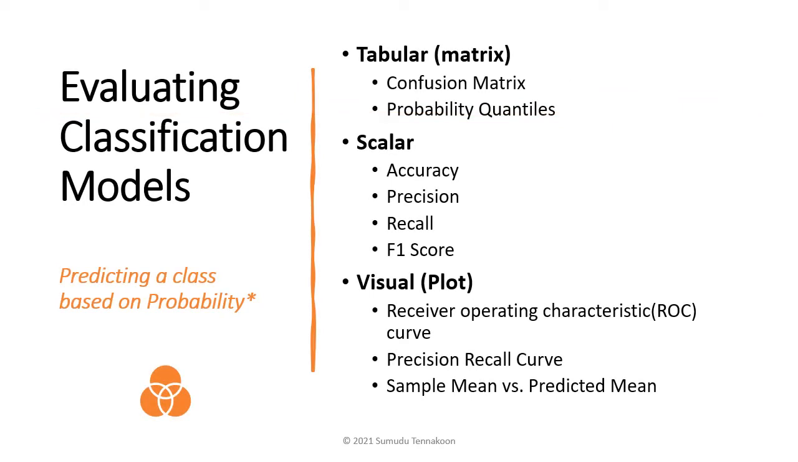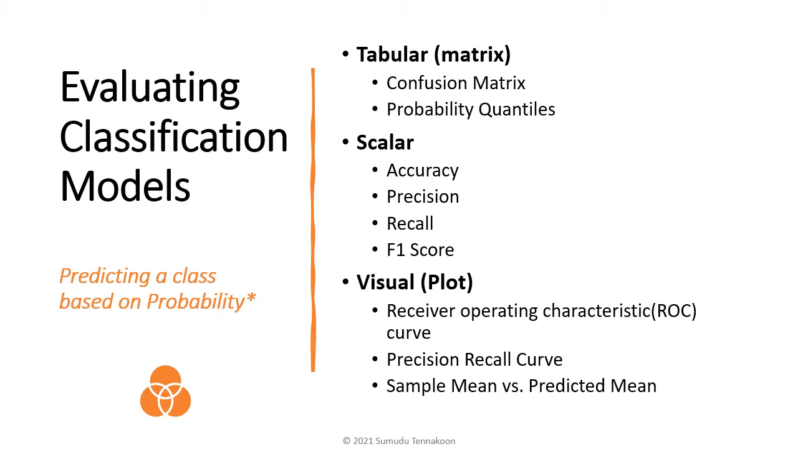First, let's explore what methods are available to evaluate classification models. Remember, in most classification algorithms, we predict a class based on probability. Right? Classification is predicting a class. Some algorithms use different methods, but mostly it is based on probability. The higher the probability, the more likely it belongs to that class. The lower the probability, the less likely.